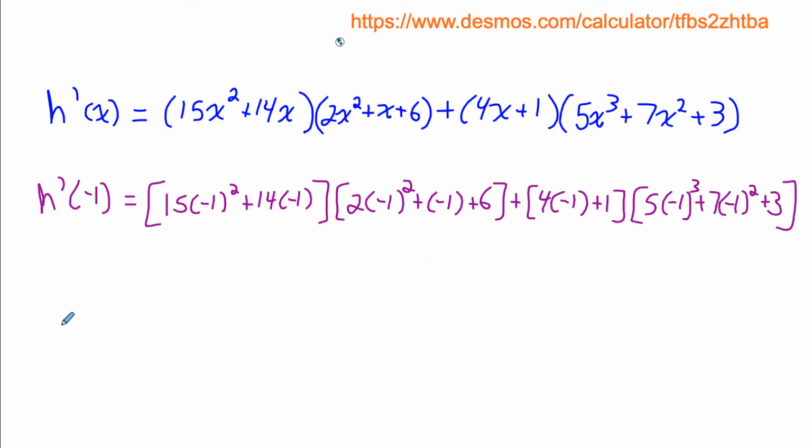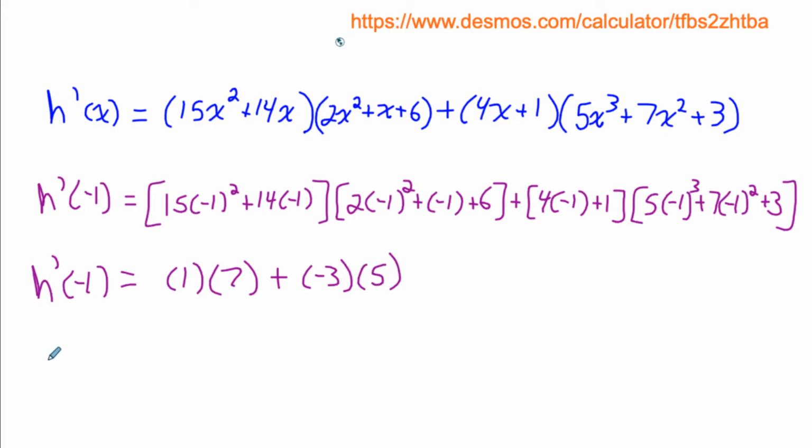Okay, I rewrote the equation of the derivative with x changed to -1 for all of them. And now that looks complicated, but the arithmetic is actually really easy. Make sure you follow BEDMAS, but -1 squared is 1, so 15 times 1 minus 14, that's just 1. So inside those square brackets, it simplifies to 1. Inside these square brackets, I would have 2 minus 1 is 1, plus 6, it goes to 7. Plus, now in these brackets, I've got -4 plus 1, that's -3. And in these brackets, well, -1 cubed is -1, so I've got -5 plus 7 is 2 plus 3 is 5.